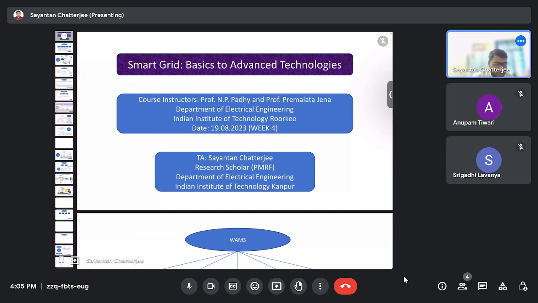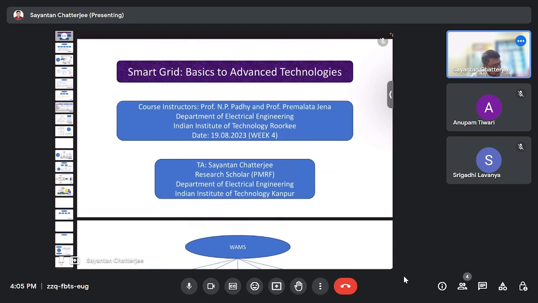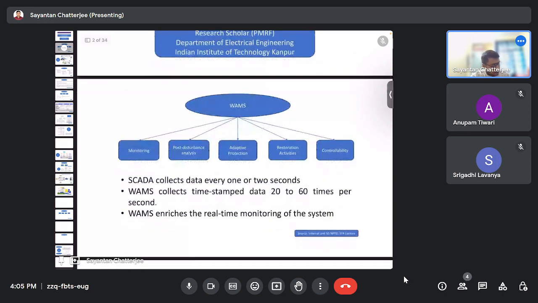So let's begin with the overview of the last class and the last 5 lectures of the week. That's week 4. This week mainly focused on the wide area monitoring technique and the architecture of how these wide area monitoring systems work in the modern smart grid, and the various aspects that are being discussed are all of these that have been shown here.